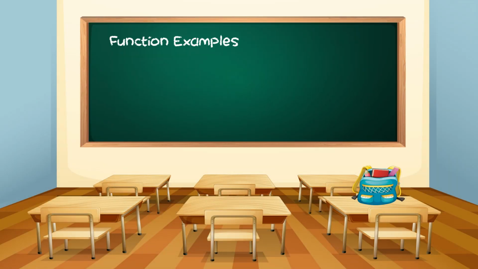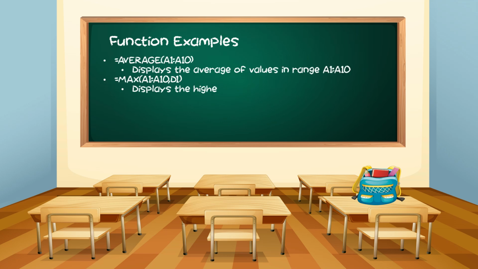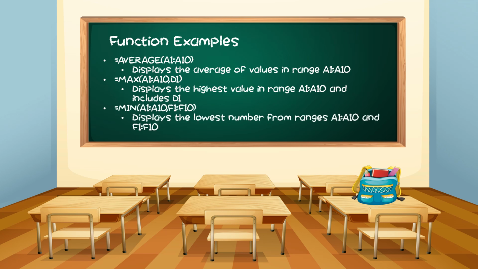Let's look at some function examples. Equals average A1 through A10 would display the average of values in range A1 through A10. The max function, or equals max A1 through A10, comma D1, is a 2-argument function. It would display the highest value in the range A1 through A10 and includes D1. And then lastly, equals min for minimum, equals min A1 through A10, comma F1 through F10. To those 2 separate ranges, you would display the lowest number from both of those ranges.